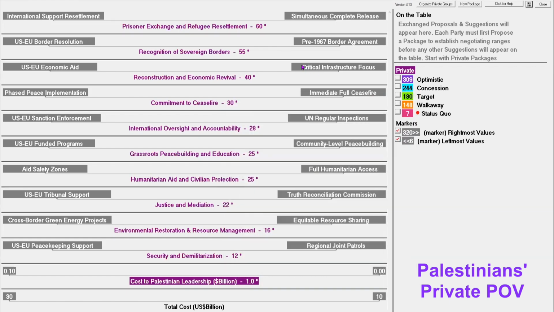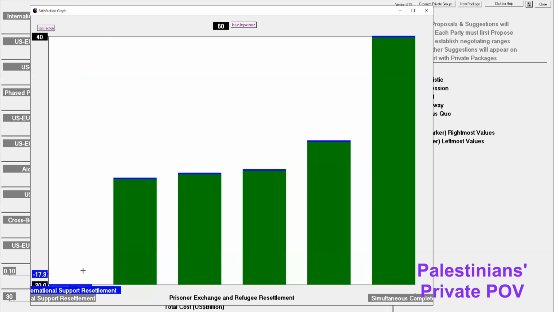The most important issue, worth 60 points, is prisoner exchange and refugee resettlement. This satisfaction graph shows 6 alternative outcomes ranked by the Palestinian leadership. Their least preferred option, scoring -20, is international support resettlement. Several other options are much better, with the most preferred option being simultaneous complete release at 40 points.